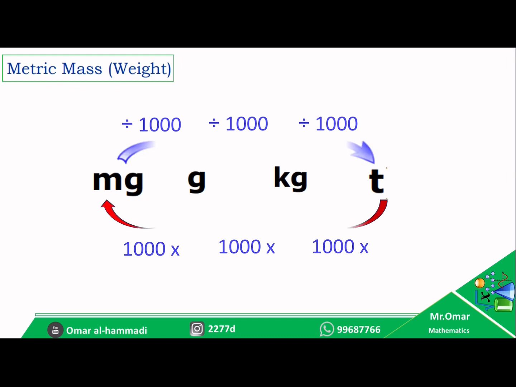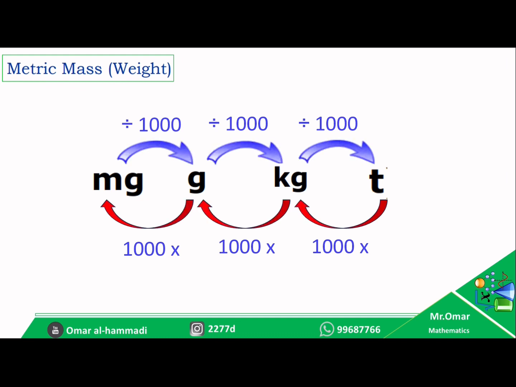And here we have what? Here we have the metric mass or weight units. Here we have milligram, gram, kilogram, and this one is a ton. What we have here, the easy one: from milligram to gram, we divide by 1000. If we do the opposite, from the bigger to the smaller, we multiply by 1000. We always multiply by 1000 from bigger to smaller, and divide by 1000 from smaller to bigger.